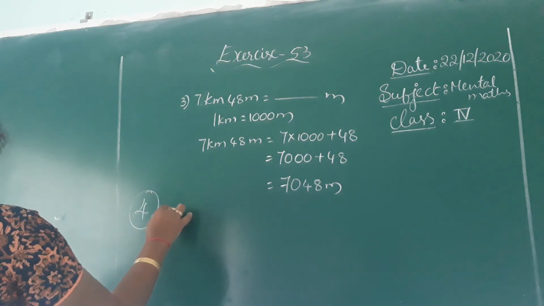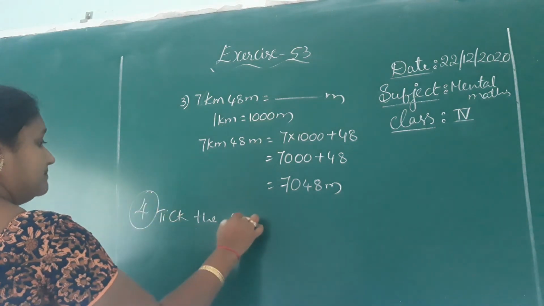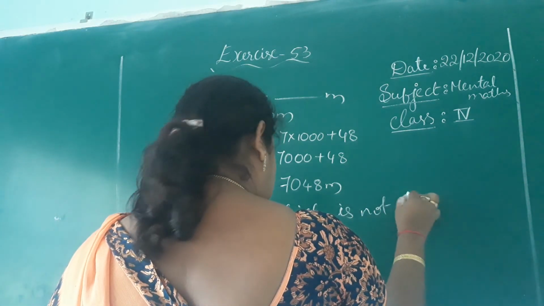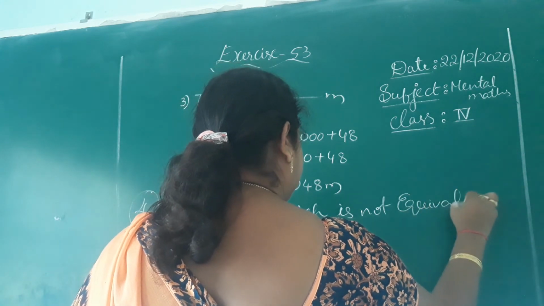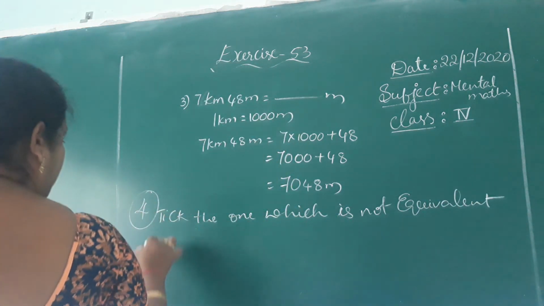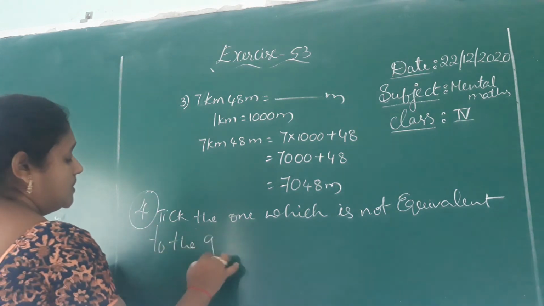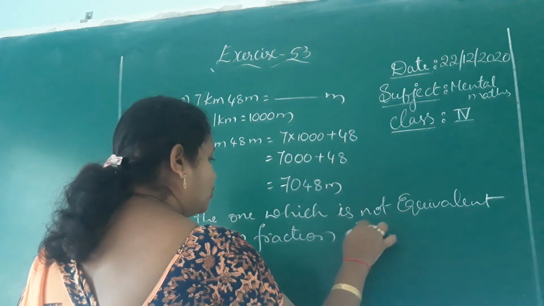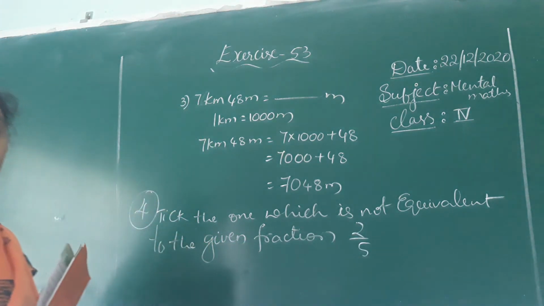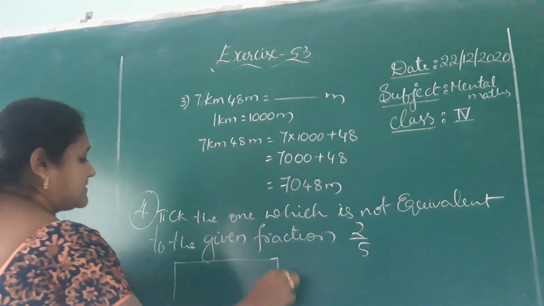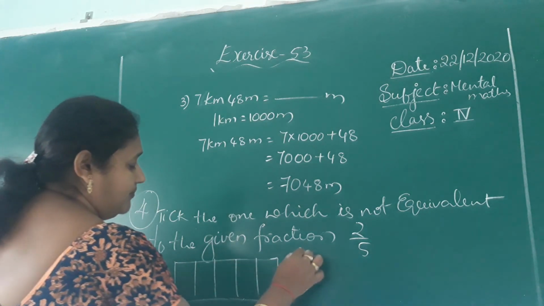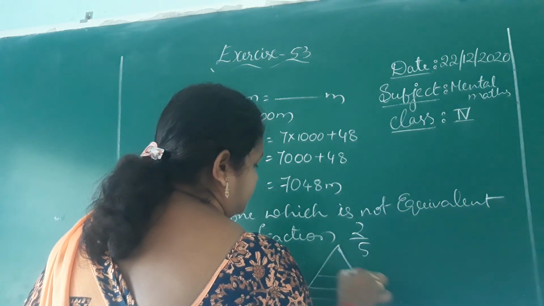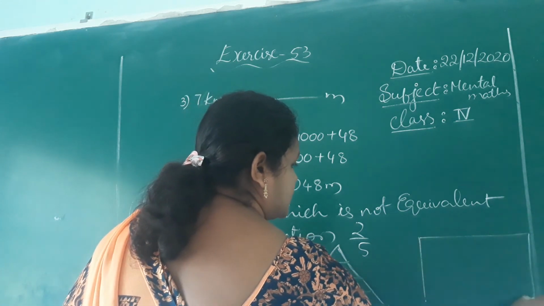Tick the one which is not equivalent to the given fraction 2 by 5. They have given some figures for us. They divided this one into 5 and this one also into 5 parts, and this one also into 5 parts.